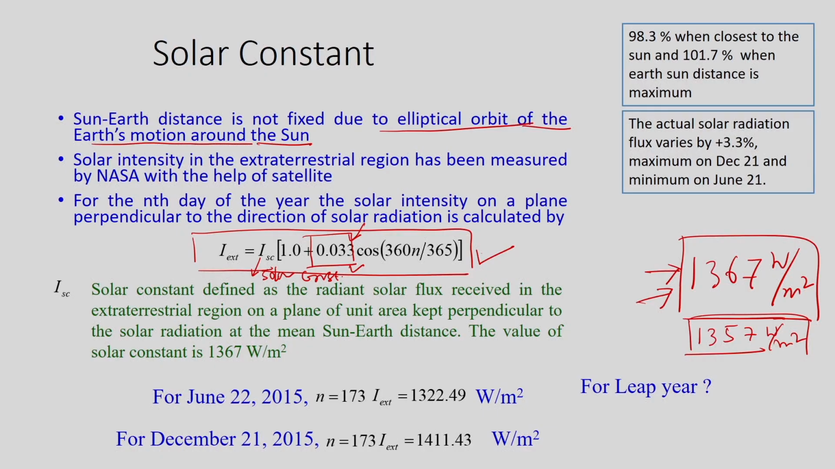So, what my intention is in these slides, we need to consider this parameter, 0.033 cos(360 n / 365), in order to calculate the extraterrestrial radiation for any day. So, n represents the nth day of the year. Suppose I am interested to calculate the extraterrestrial radiation or extraterrestrial solar flux received on January 1, then this value of n will be n is equal to 1.